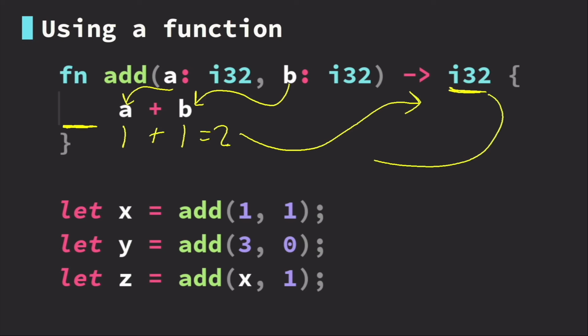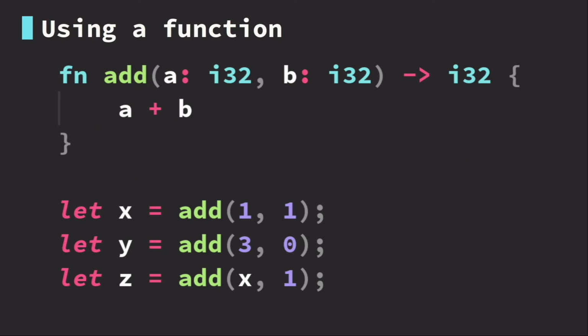The number 2 is going to return here, and then the 2 will get assigned to x. So you can think of calling add with the values of 1 and 1. You can just think of this whole thing as the number 2, which is then placed into x. So our x will now be equal to 2.